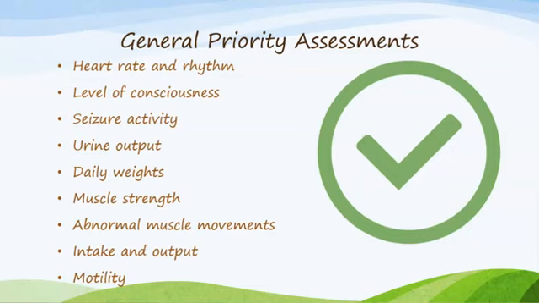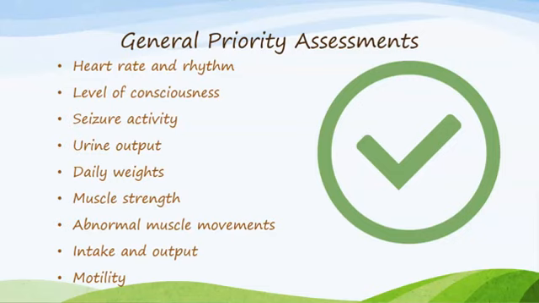I want to really pay close attention to their urine output because remember, a significant change in urine output, either too much urine output or not enough urine output, could indicate to me that there might be something going on with their electrolytes. It could be a fluid issue, it could be an electrolyte issue. So I want to do daily weights. Is my patient's weight changing day to day?